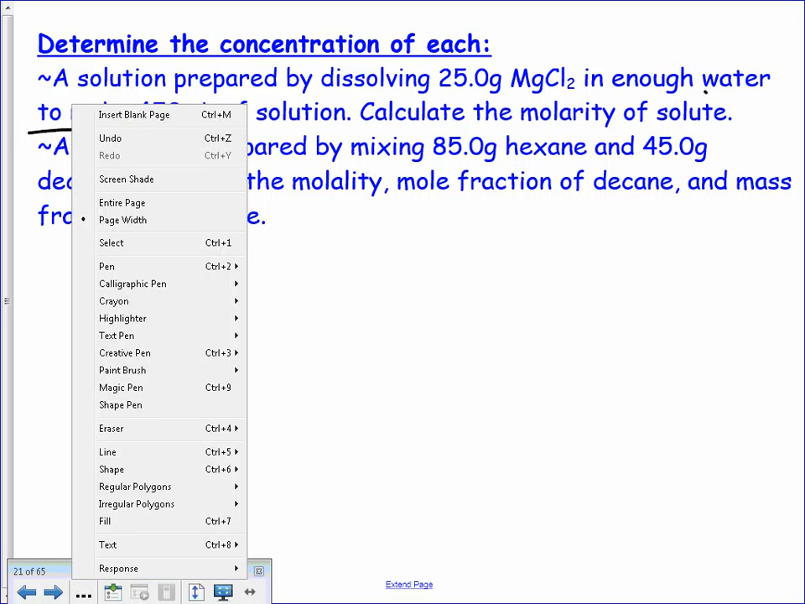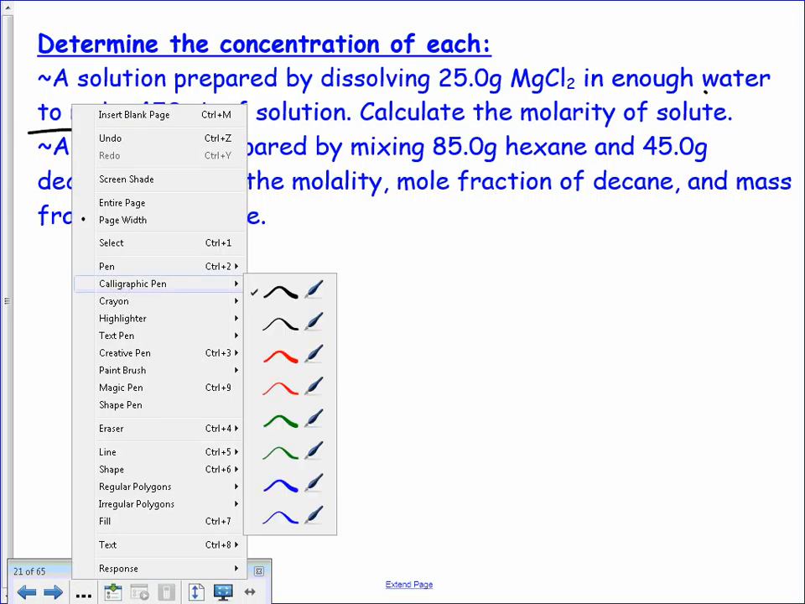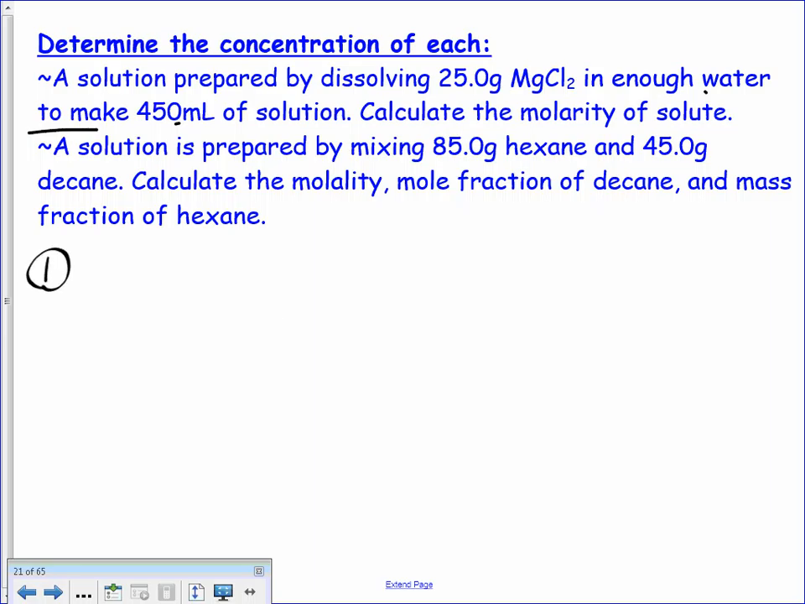Nathaniel, how are you getting started on number 1? 25 grams. Okay, so your question is molarity, right? What does molarity actually mean again? Moles. Moles of what in this case? Magnesium chloride, and over what? Right, so liters of solution.